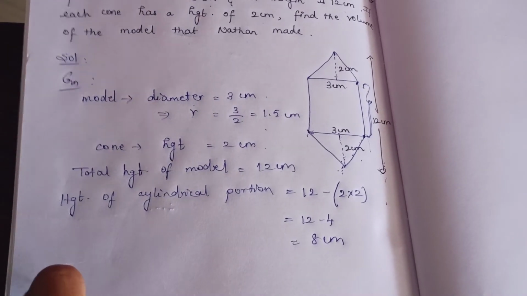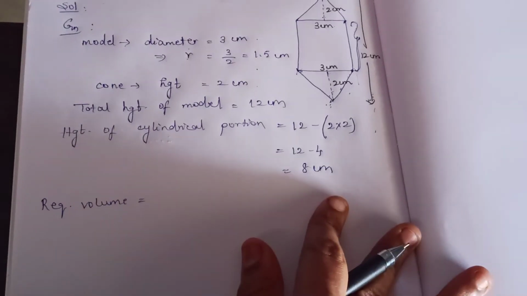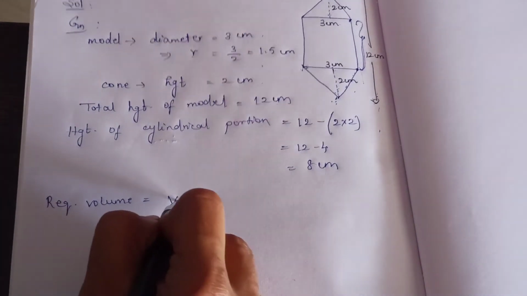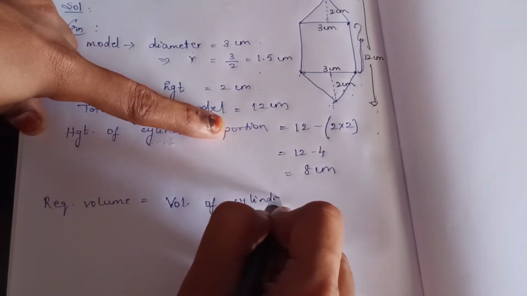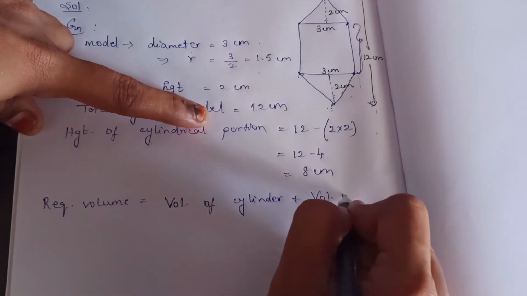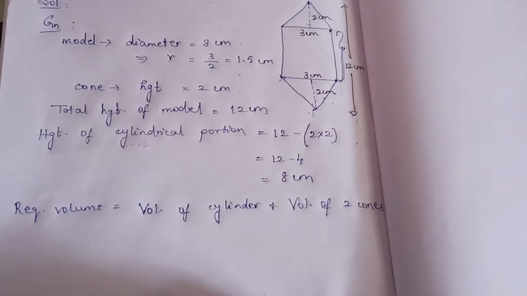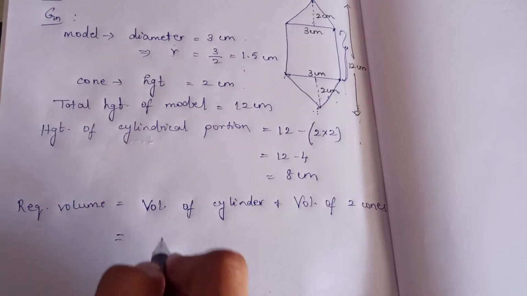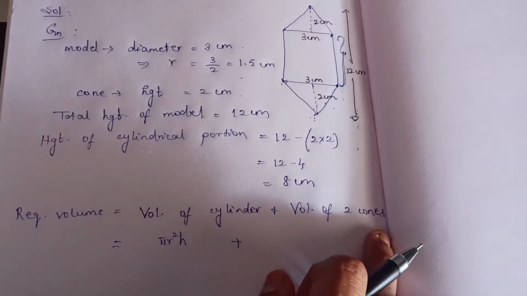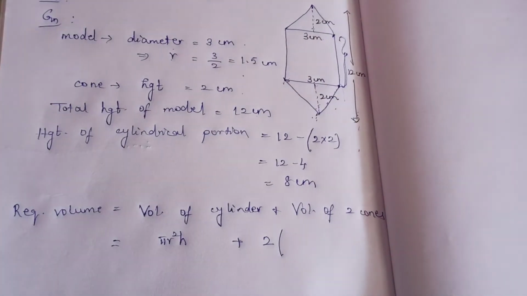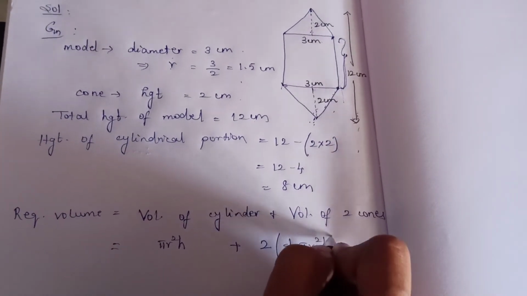Now we have to find the volume of the model. So required volume equal to volume of cylinder plus volume of two cones. Now as we know, volume of a cylinder is given by pi r squared h, plus volume of two cones, that means 2 into volume of a cone. So 2 into volume of a cone is 1 by 3 pi r square h.